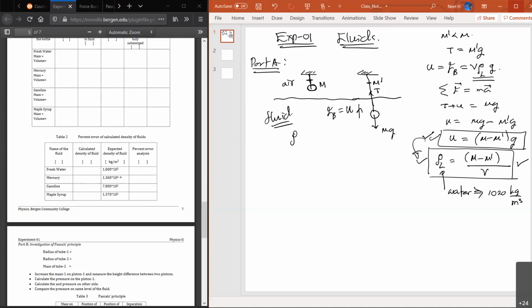But when it comes to gasoline and maple syrup, it's actually not one number, because there are different types of gasoline and different types of maple syrup depending on how you made it, right? The concentration, everything is slightly different. As a result, these numbers are averages. So we might get some error there because I don't know exactly which number the simulation is using. So that will be a problem. Otherwise, for water and mercury, we should get fairly good numbers, with very small percentage error. That's the plan. Okay, any question?